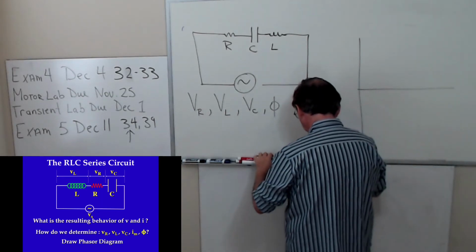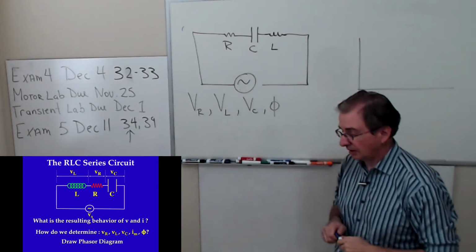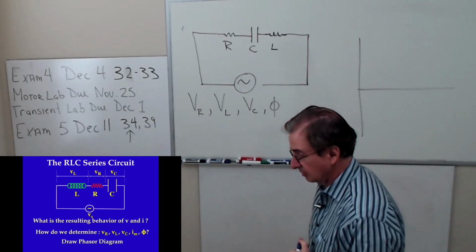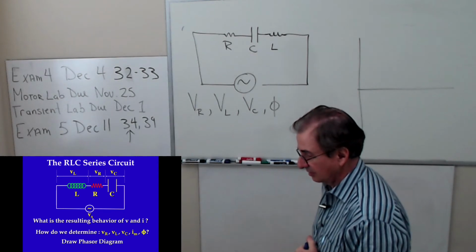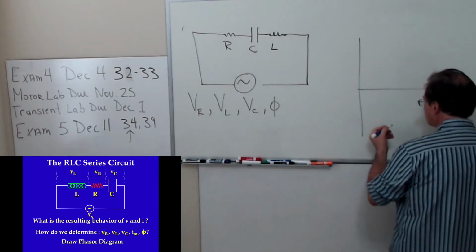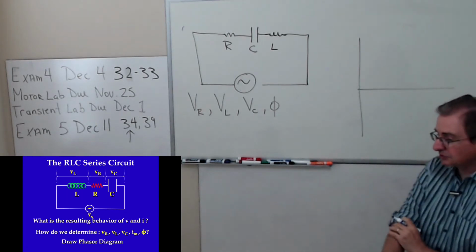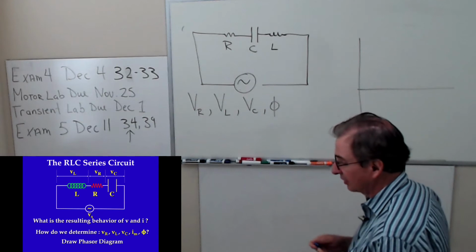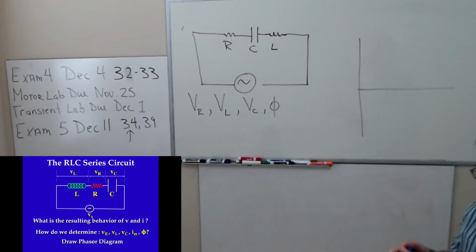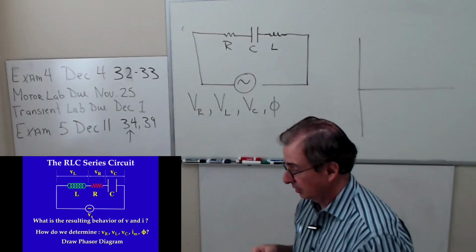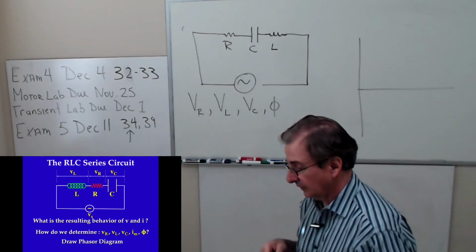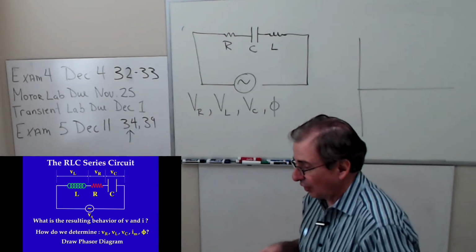Since they're all in series, what must be the same with each element? Current. The current's going to be the same. And so let me draw a phasor representing the current. I'm always going to start out by drawing it along the horizontal axis, just because it makes the rest of the drawing easy to do. And again, you have to imagine that this thing is rotating at a rate of omega.